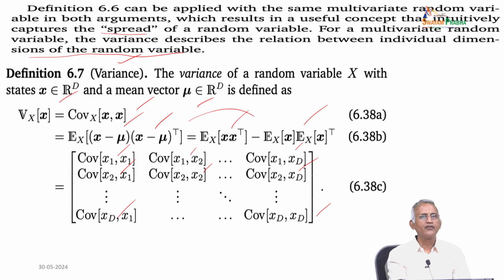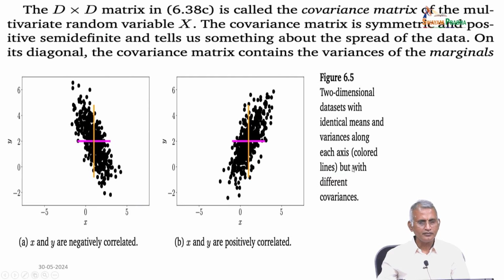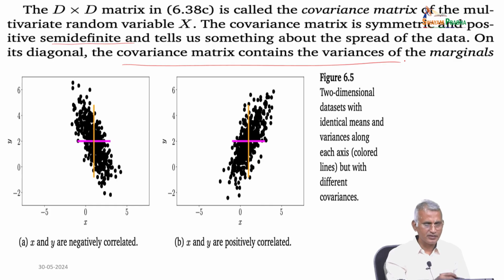So, the covariance of x is denoted by formula 6.38c. Now, we have a picture corresponding to an example of the definition. So, the D cross D matrix in 6.83 is called the covariance matrix of the multivariate random variable x. The covariance matrix is symmetric and positive semi-definite, and it has the data spread on its diagonal. So, the covariance matrix contains the variance of the marginals like this.